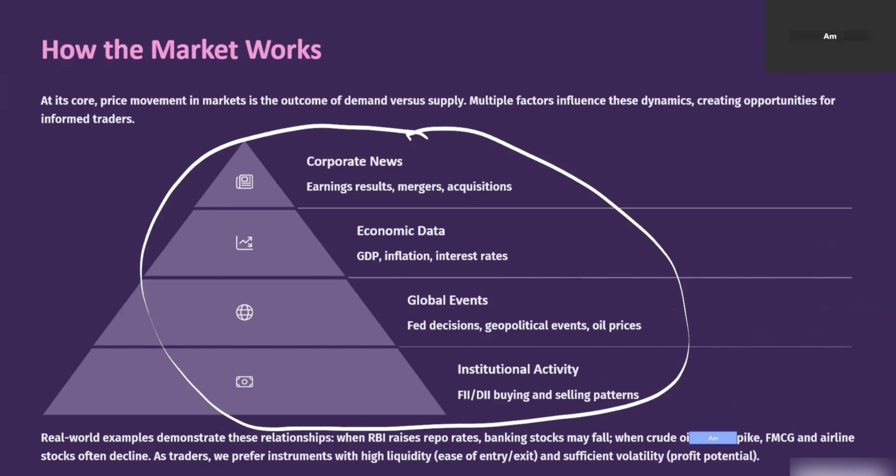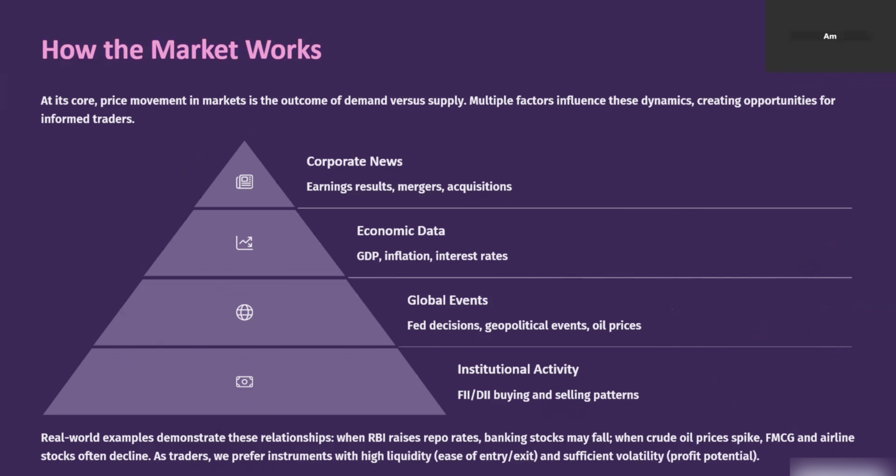So why FIIs and DIIs? Because they have huge funds, right? So they can decide in which direction the market can move. So if FIIs are pumping money, the market will go one side. So if I want to give an example, I've already given this example.